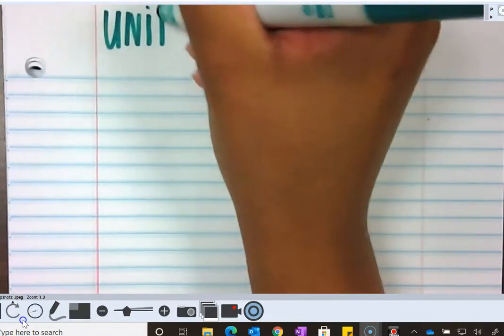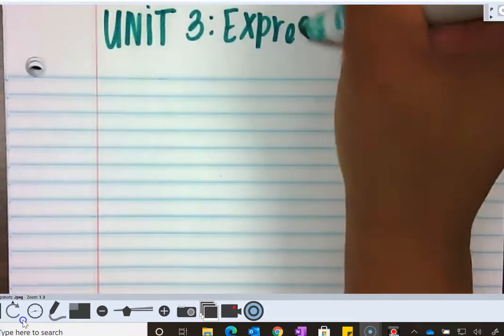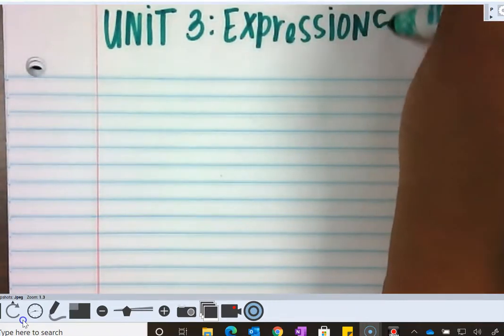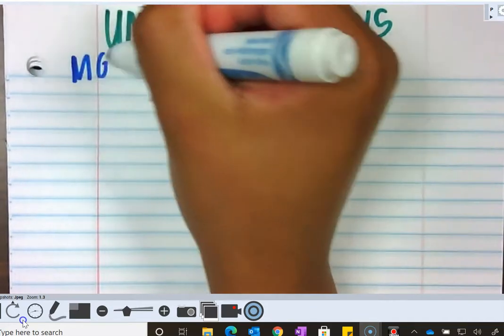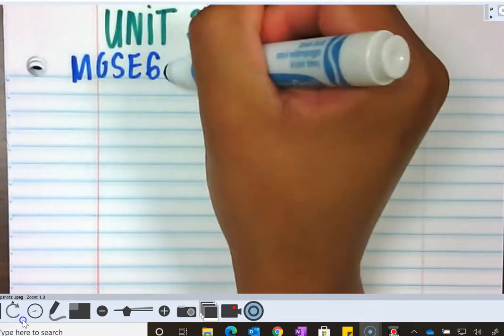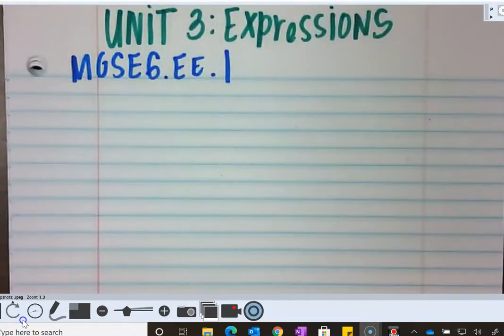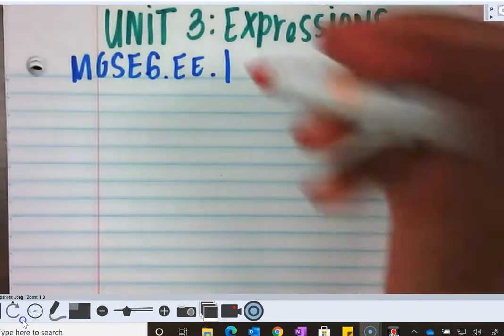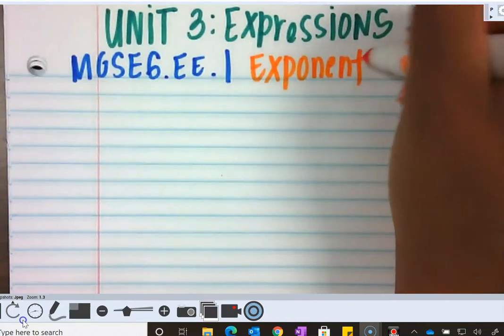All right, so as I write, you need to write. We are starting our Unit 3 notes, and this unit is expressions. What we'll be focusing on for this first part of the unit is our standard MGSE 6.EE.1. And this standard is dealing with exponents.